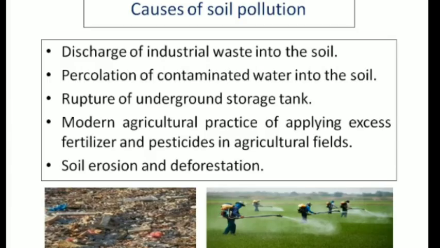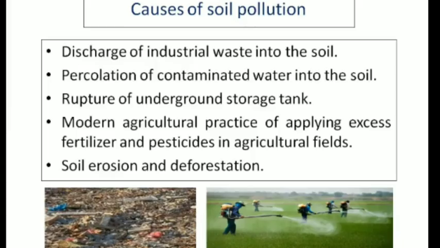Okay, so if you see the causes for this soil pollution, it is mainly due to discharge of industrial waste into the soil. If industries discharge the toxic wastewater after carrying out the industrial process, simply into nearby land areas, then naturally it will lead to soil pollution. Industries need to treat the wastewater properly and then discharge it. Without treating the wastewater, if they discharge it directly into soil, then it will lead to soil pollution.